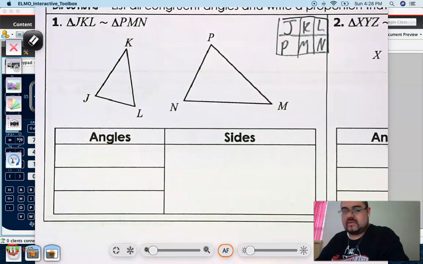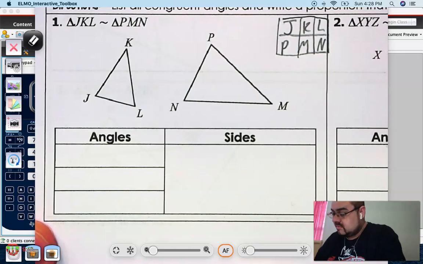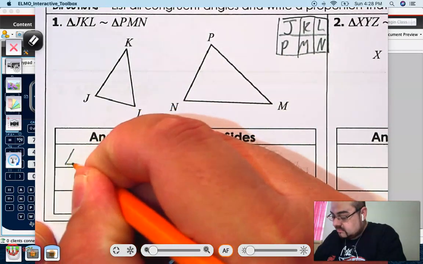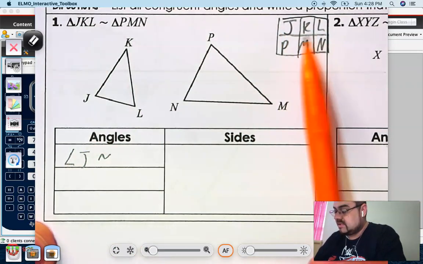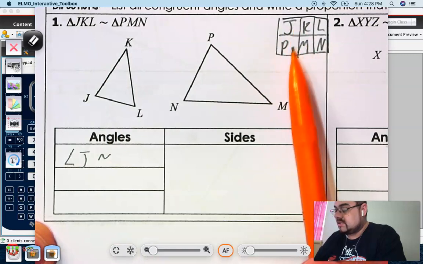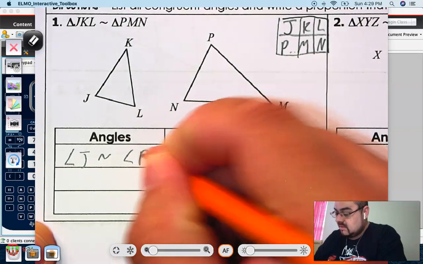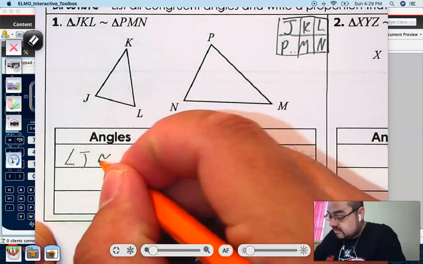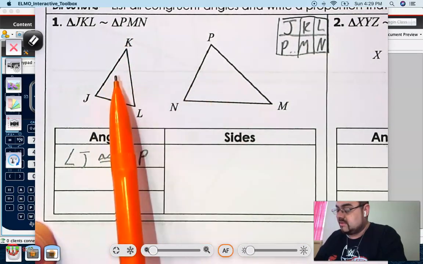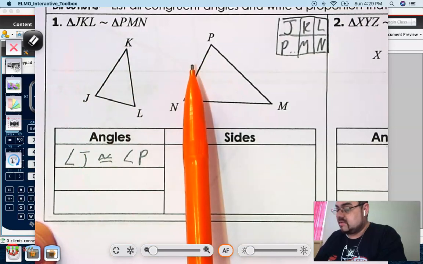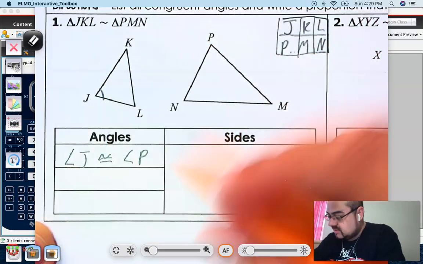Okay, so let's go ahead and write out all the statements for the angles and then all the statements for the sides. Okay, so I'll start with angle J is similar, and using this statement, using this grid, I can quickly see that angle J corresponds to angle P. In fact, they are congruent, because by definition, if two polygons are similar, their angles are going to be congruent. So angle J is the same measurement as angle P.